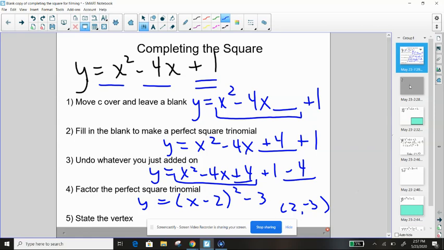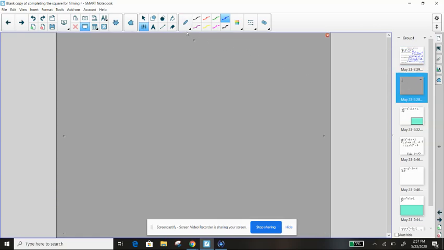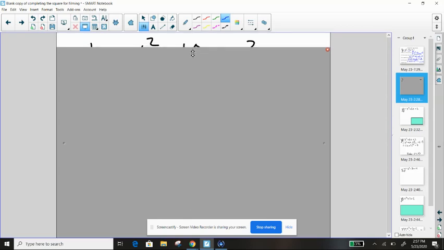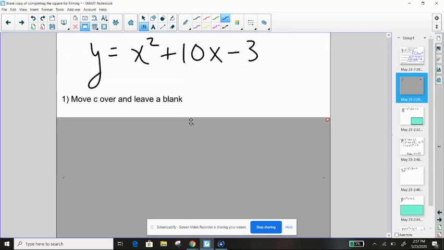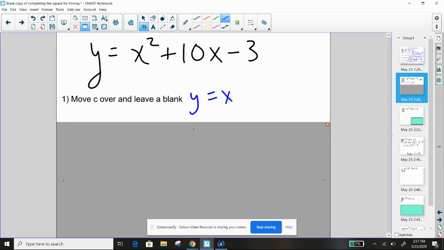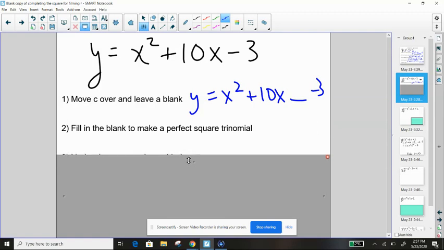So let's do one more of those together because that's a lot of steps. And again, you can go back and pause and replay this video, but let's do one more together before I send you to do one on your own. Step 1, we move c over and leave a blank. So I get x squared plus 10x blank minus 3. The next step was fill in the blank to make a perfect square trinomial. So I get x squared plus 10x.